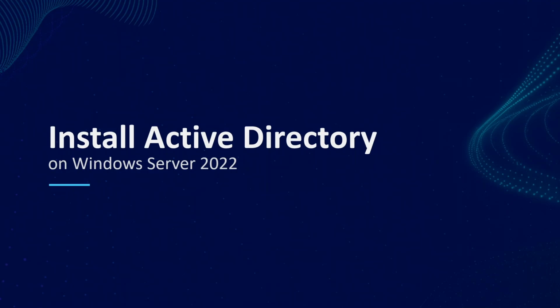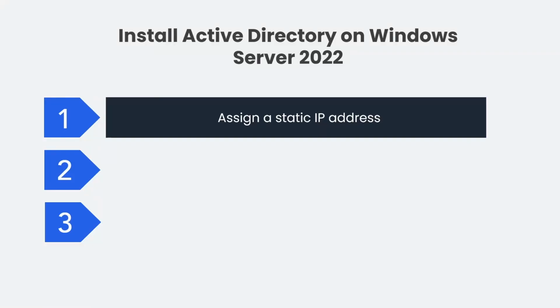In this video, we'll go through the steps to set up an Active Directory domain on Windows Server 2022. To install Active Directory on Windows Server, you need to promote your server to be a domain controller. There are three main steps you need to follow.